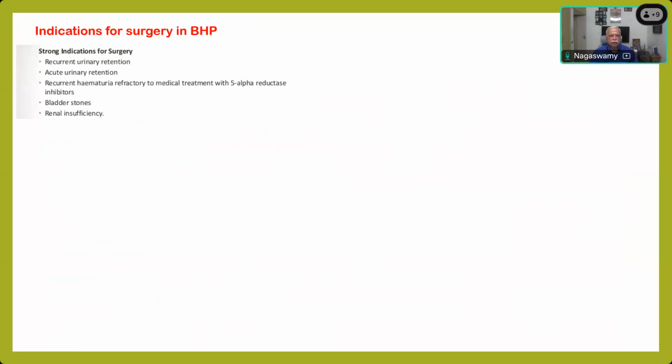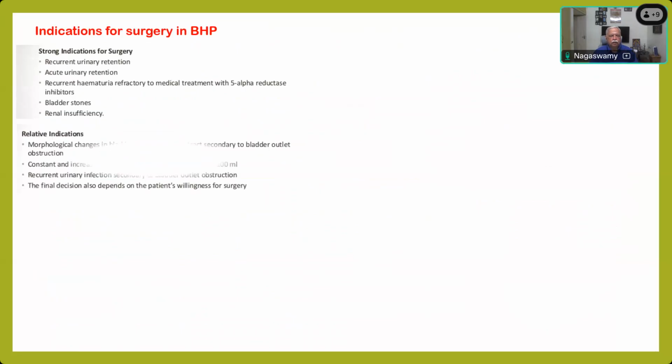Indications for surgery in a BHP: recurrent UTI, acute urinary retention, recurrent hematuria, bladder stones, and renal damage because of the obstructive uropathy. Relative indications are morphological changes in the bladder or upper tract, constant and increasing post-void urine, more than 100 ml, recurrent urinary infection secondary to bladder outlet obstruction, and patients' willingness to get surgery because they have to take the medicine every day. Some patients want to get rid of that problem once and for all, so they want to get operated.